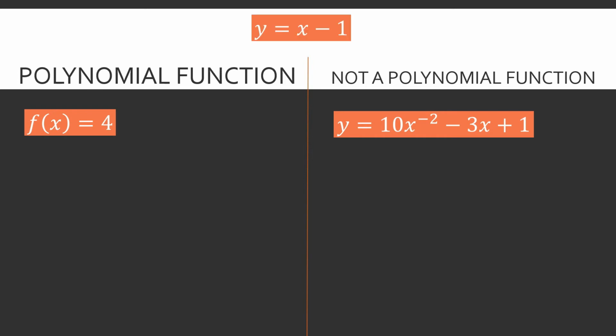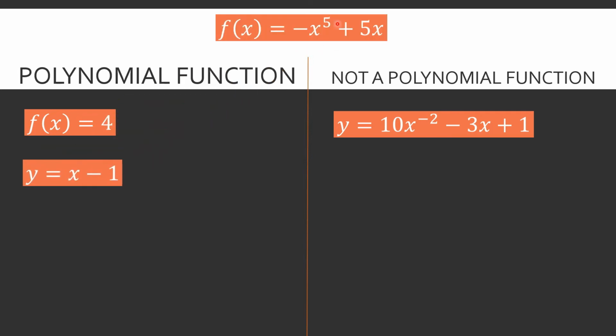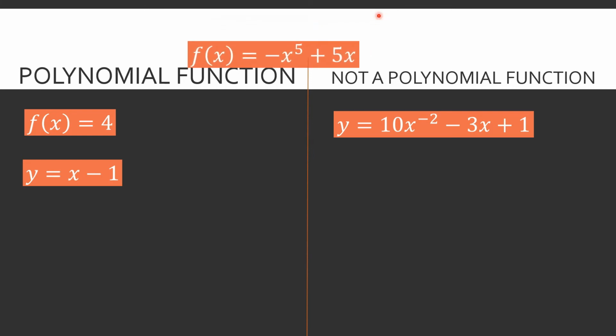Next, we have y is equal to x minus 1. As you can see, the degree here, or the exponent of x, is 1. This is also a linear function. So in other words, it is a polynomial function. Next, f of x is equal to negative x to the power of 5 plus 5x. Let's inspect the exponent of x. For the first term, it is positive 5, a positive whole number, so the first term is safe. The next term is 5x, and the exponent of x here is 1. So in other words, this is a polynomial function.